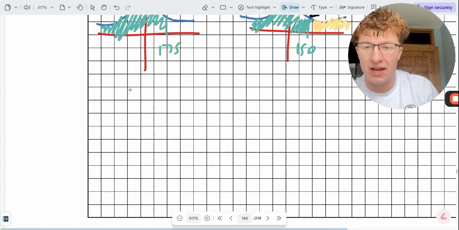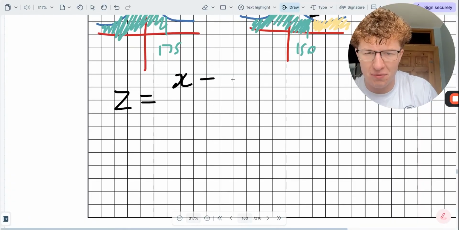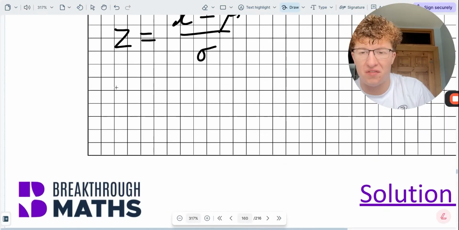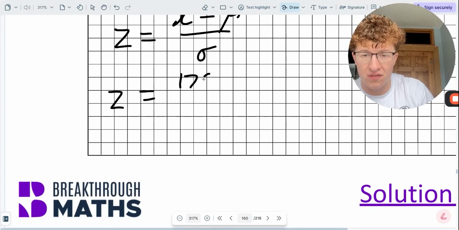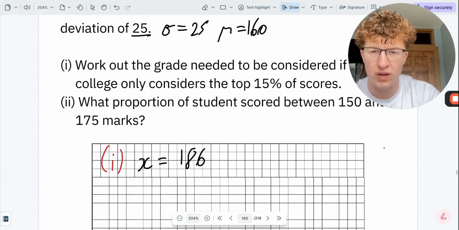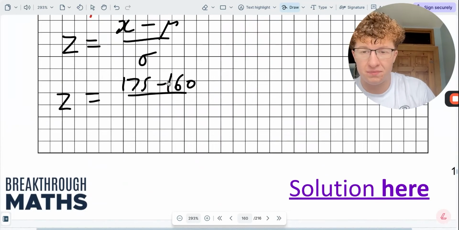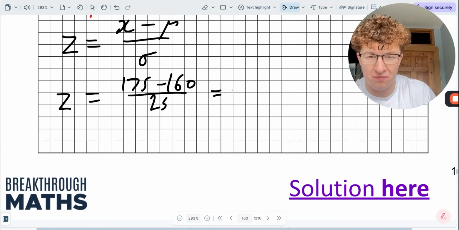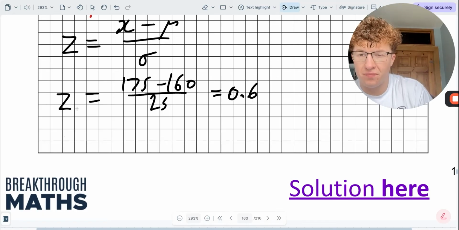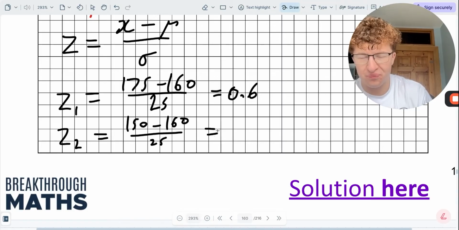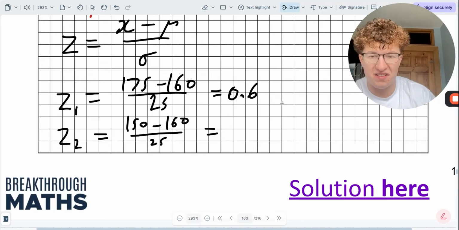Continue here. So again, Z is equal to X minus the mean over the standard deviation. So firstly, if I put in 175, Z is equal to 175 minus 160 divided by, what was the standard deviation? 25, yeah. Over 25. And then you just plug that into your calculator. That's 0.6. And then I'll call that Z1. Z2 is going to be 150 minus 160 divided by 25. And that's going to be minus 0.4.